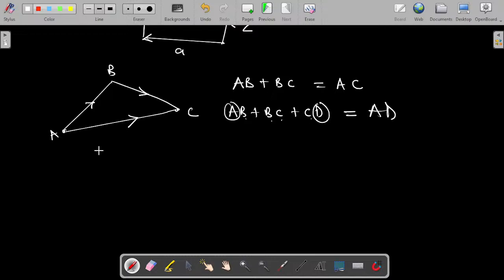So if you followed me to this point, what is the value for this? XY plus YZ plus ZA plus, A, what should I use here? AB. What's the answer for this?